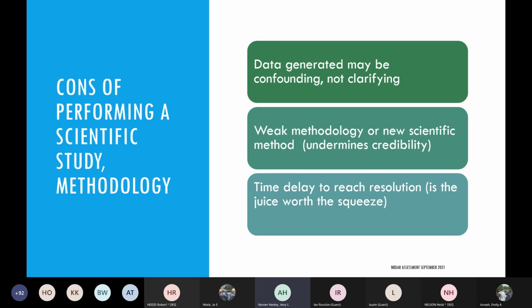Some cons of performing a scientific study, and I know some folks might be on the call thinking, why could there be cons? More data is always better. How could you think otherwise? And one of the reasons is that the data that you generate could be confounding, right? It might not be clarifying. It could actually be more confusing. And just remember that we're in NRDAR world where we have specific questions that we need answers to. Was XYZ resource harmed by this substance? Yes or no? If you generate data that's like maybe, that's really hard for us to figure out whether to go forward with the claim or not.